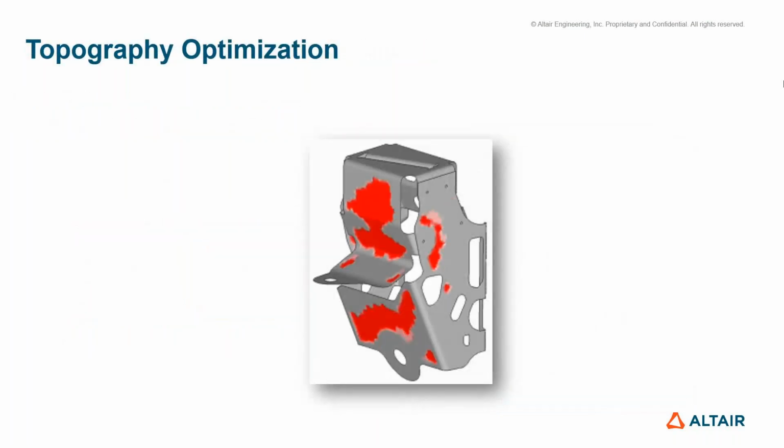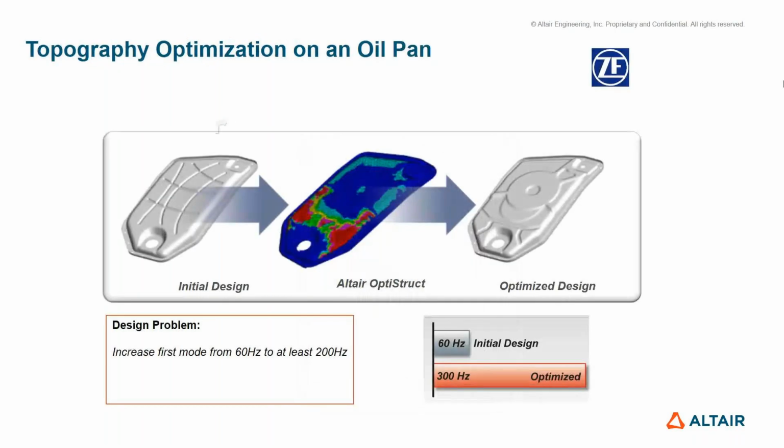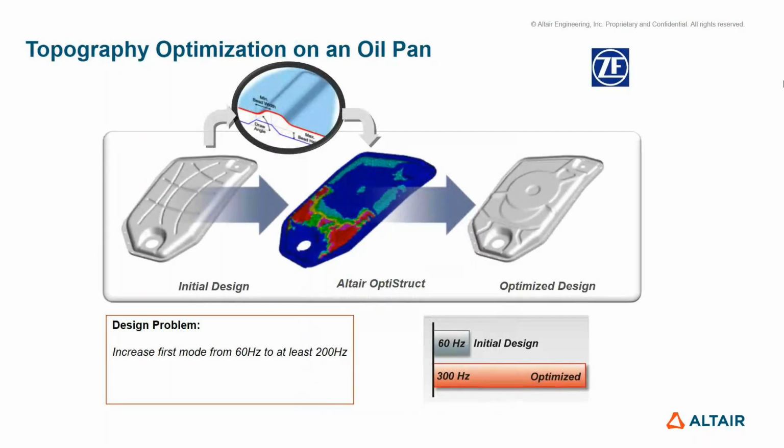Coming to topography optimization. In order to improve the stiffness of the sheet metal component, you can use topography optimization. You will get an optimized bead pattern from the topography optimization. This is an example from one of the customers. This is the oil pan, and I want to optimize the stiffness of the component. The initial design has a different configuration. After topography optimization, we got the new bead pattern.